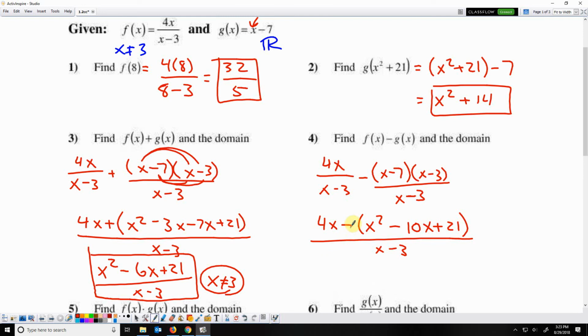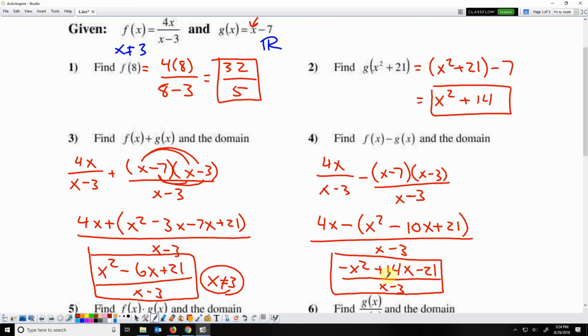So we've got to make sure this negative is applied to everything. So I've got negative x squared. Then 4x minus negative 10x is plus 10x, so plus 14x. And then the negative applies to that 21 also. So that's my composition by subtracting.